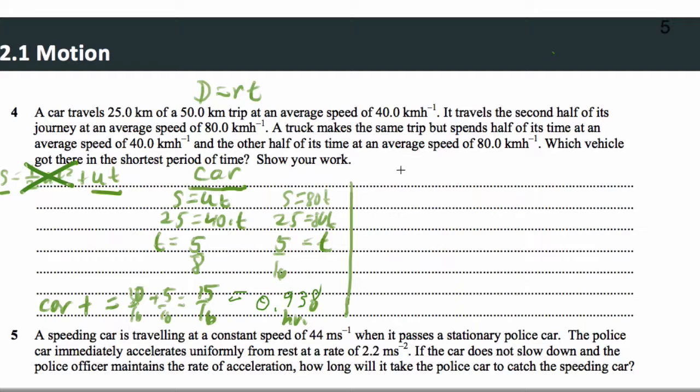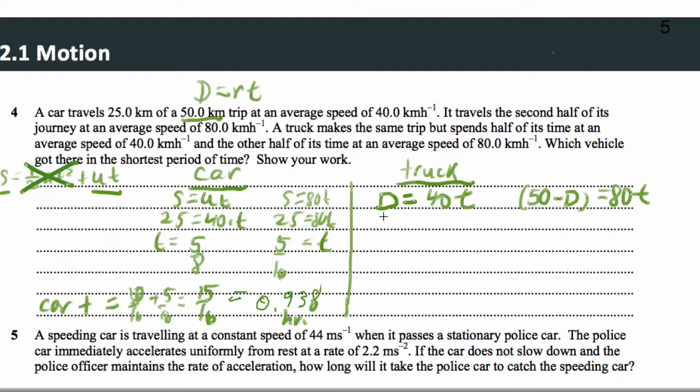The truck is a little bit different. The way the truck's going to work, it takes half the time at 40 and the other half at 80 as far as time goes. Here's what this means. The truck needs to cover a total of 50 kilometers, but here's the deal. It covers a distance d at 40 kilometers an hour over a time t that's half the trip. Now here's what happens. It covers the remaining 50 minus d at 80 with the same amount of time.